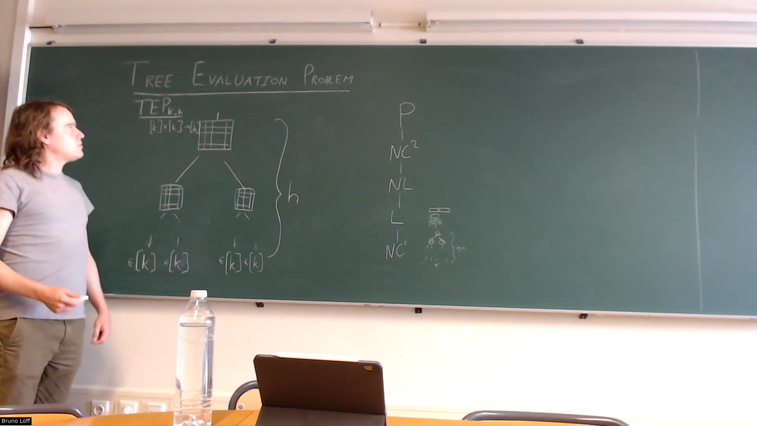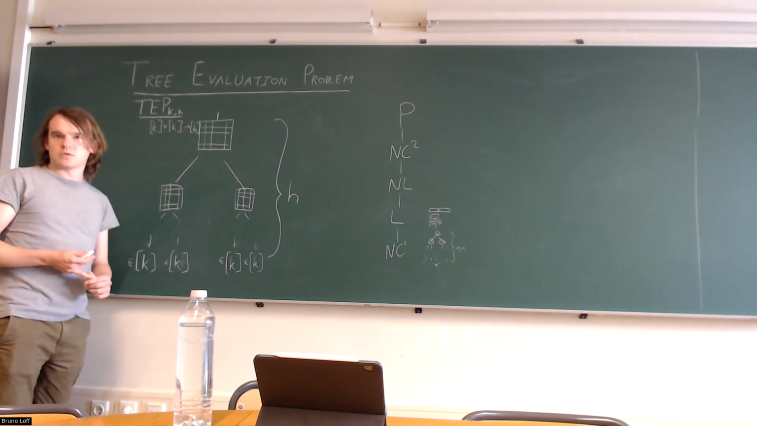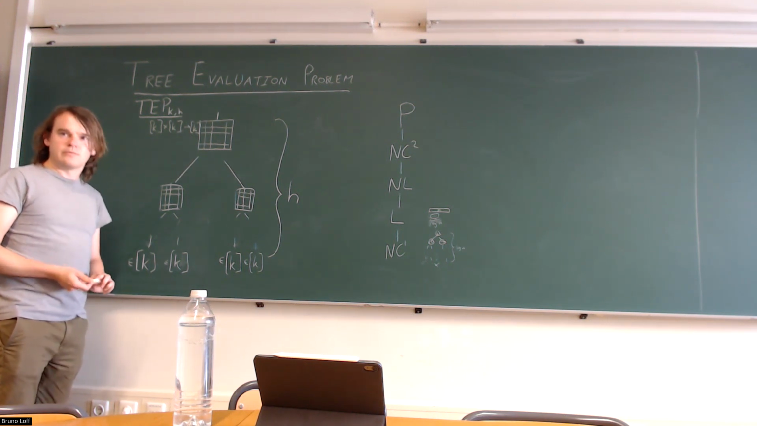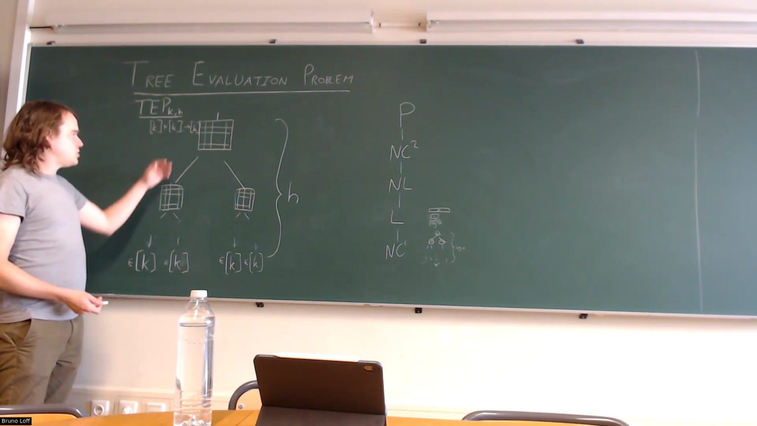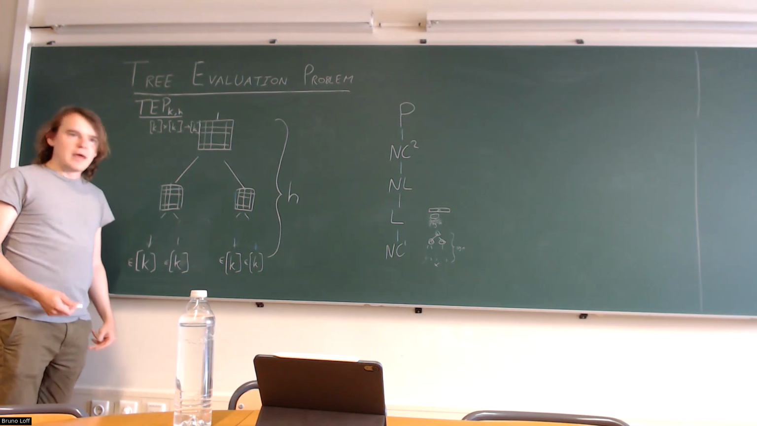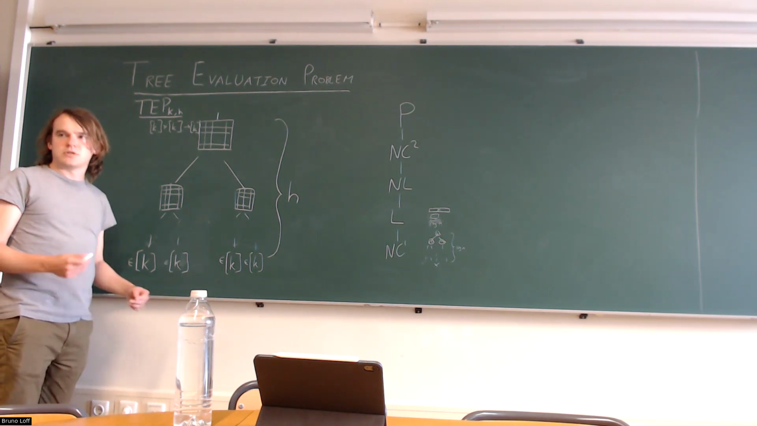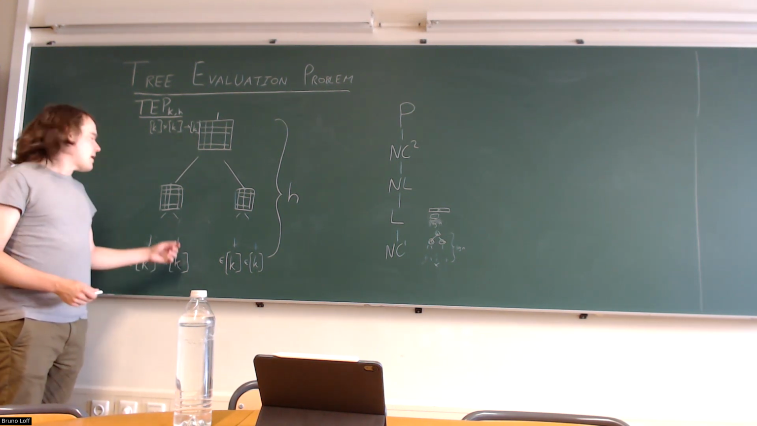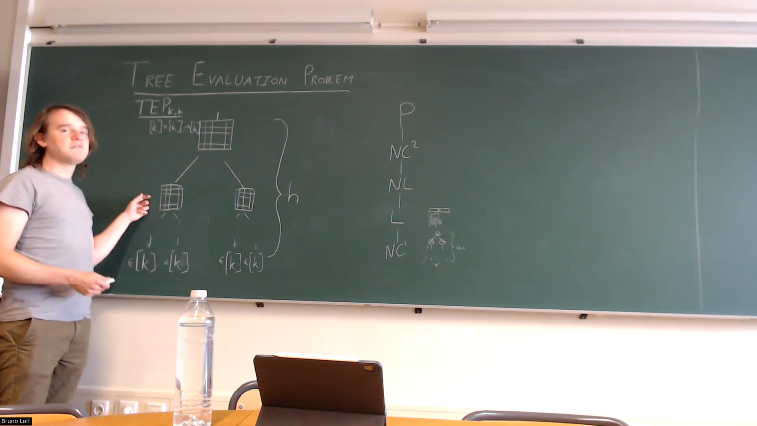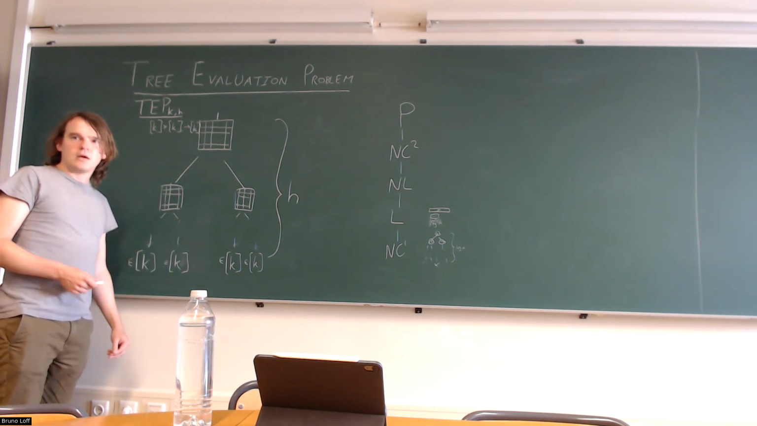Okay, so tree evaluation is parameterized by two parameters: an alphabet size k and a height h. The problem is just that you're given a full binary tree of height h, and the leaves take values in this alphabet. Just think of it as the set 1 to k. In the interior nodes, as part of the input, we specify an entire function which takes in two elements from k and spits out an element of k.